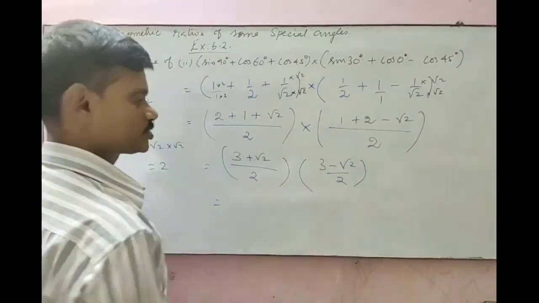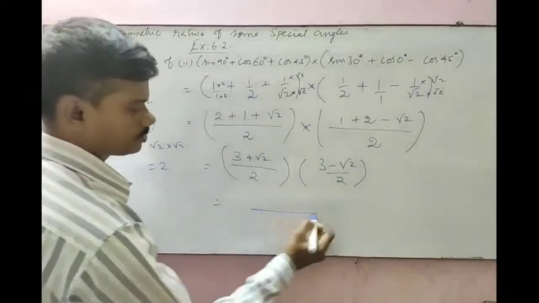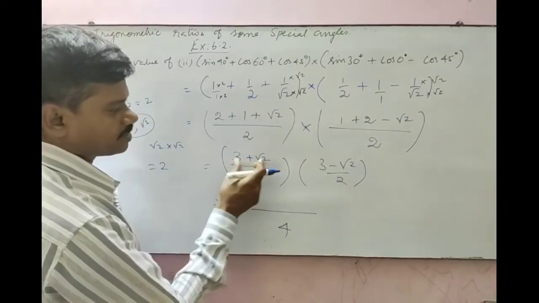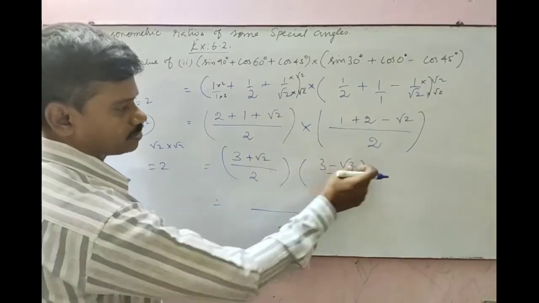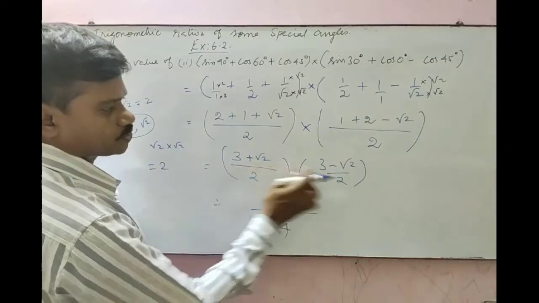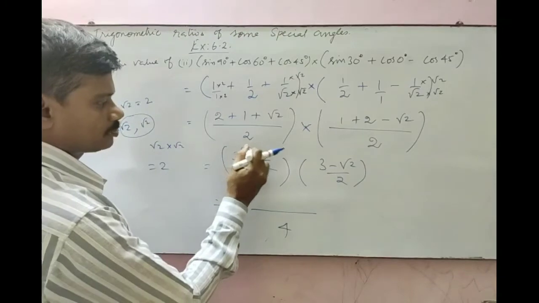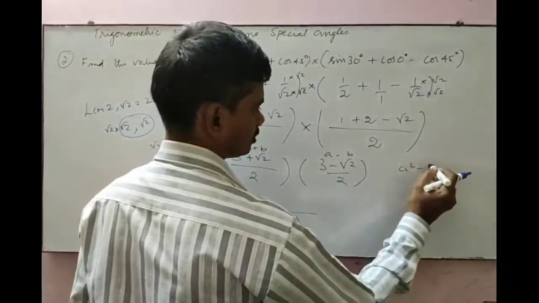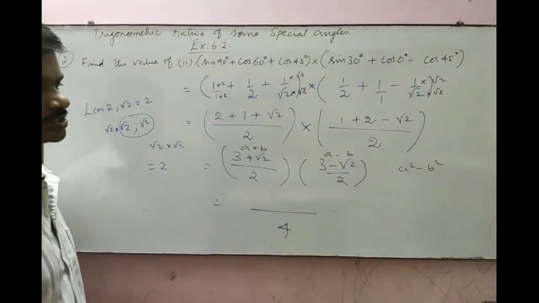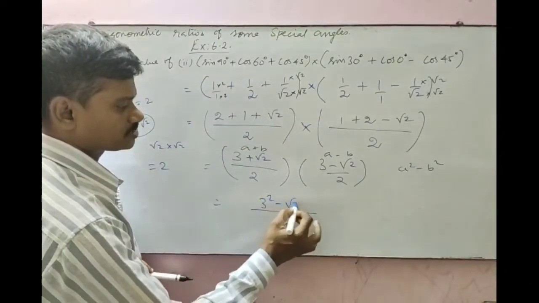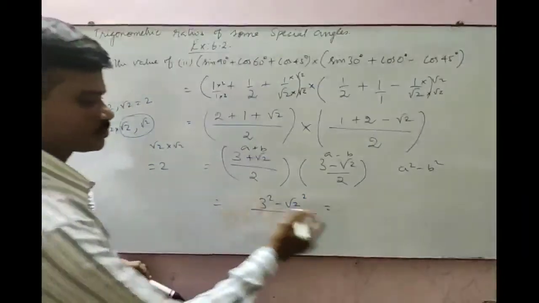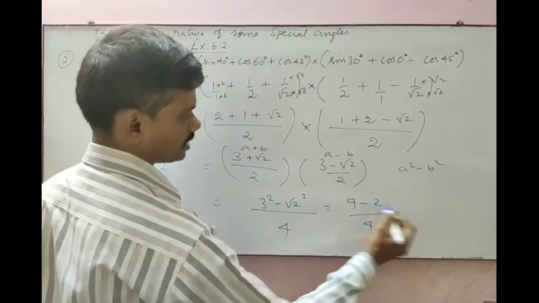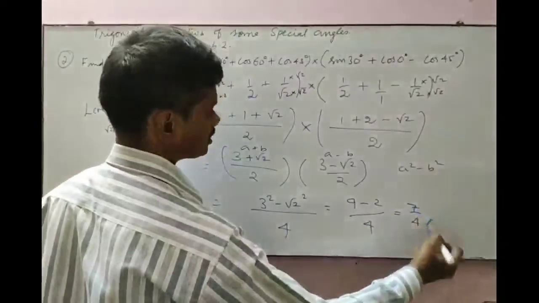Now we have to multiply these two terms. First you multiply the denominator. 2 into 2 gives 4. Look at the numerator. It is in the form of a plus b into a minus b. That is 3 plus root 2 into 3 minus root 2. You can write this as a square minus b square. That is 3 square minus root 2 square. 3 square gives 9 minus root 2 square gives 2, by 4. 9 minus 2 gives 7. 7 by 4 is the answer.